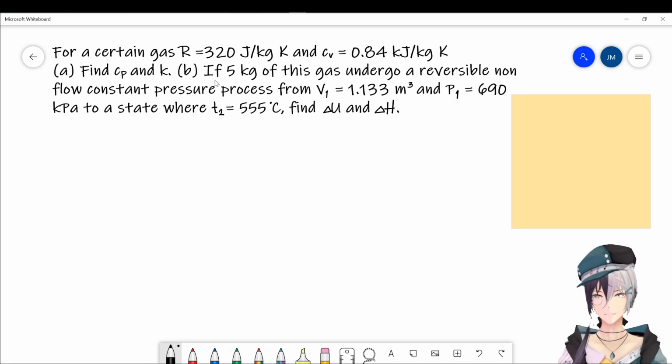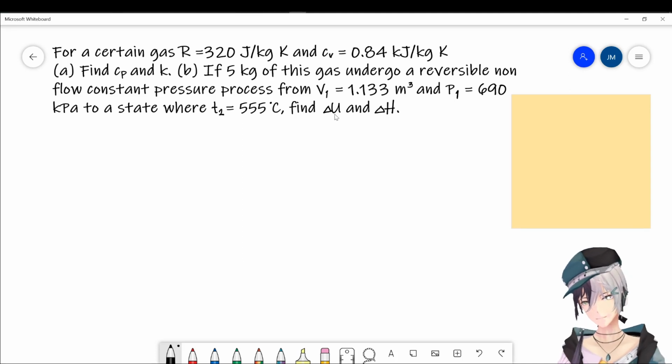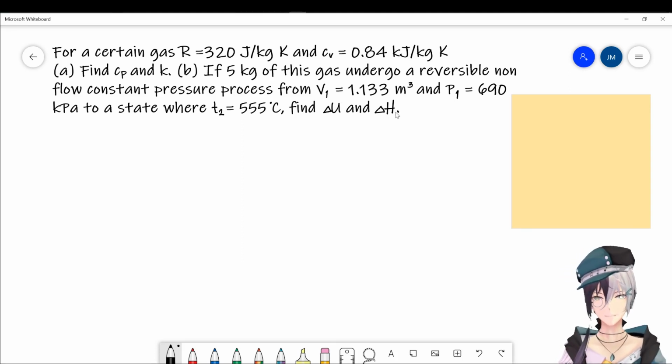And for letter B, if we are given 5 kilograms of this gas undergoing a reversible non-flow constant pressure process, okay, so constant pressure, so isobaric, from volume 1 at 1.133 cubic meter and pressure 1 at 690 kilopascal to a state where temperature 2 is 555 degrees C, find delta U or the change in internal energy and the change in enthalpy.